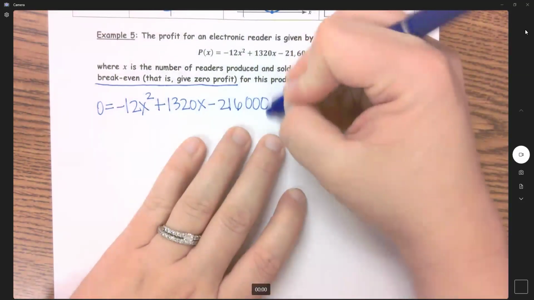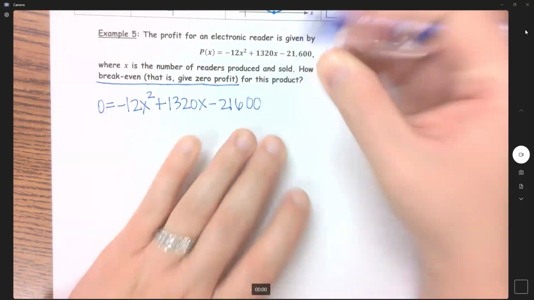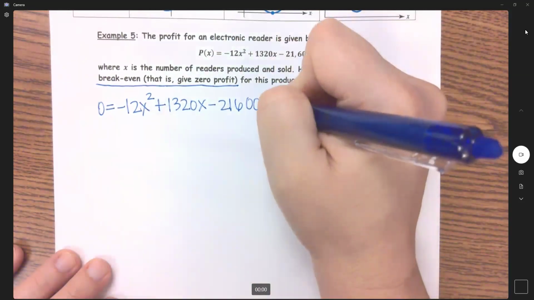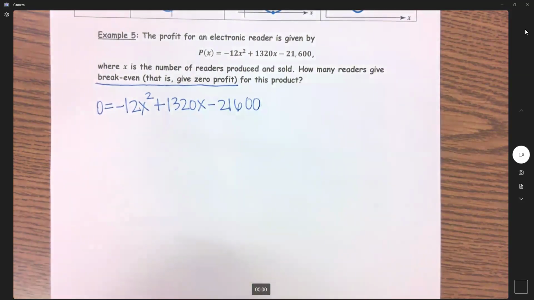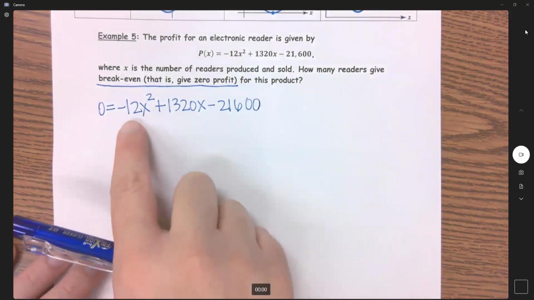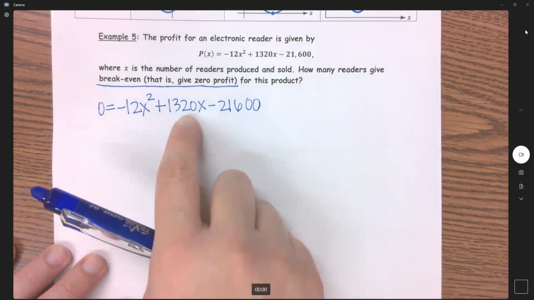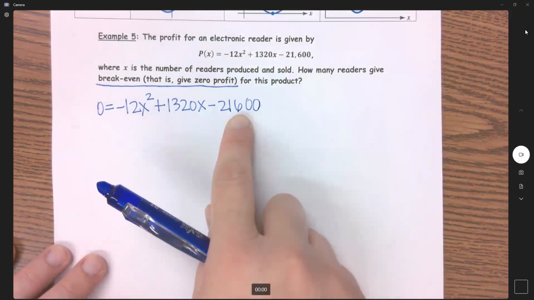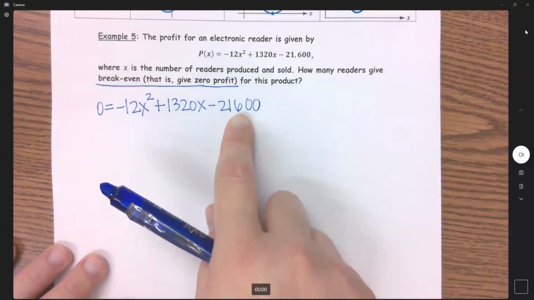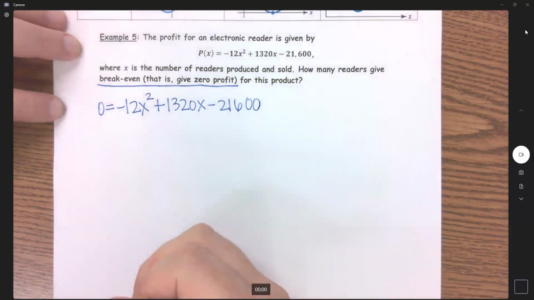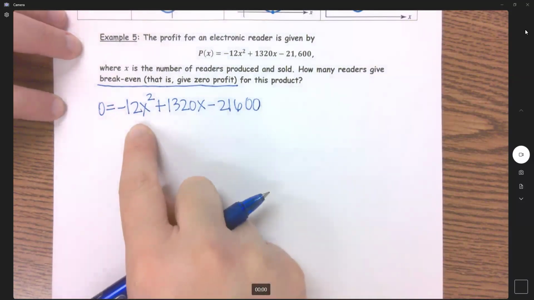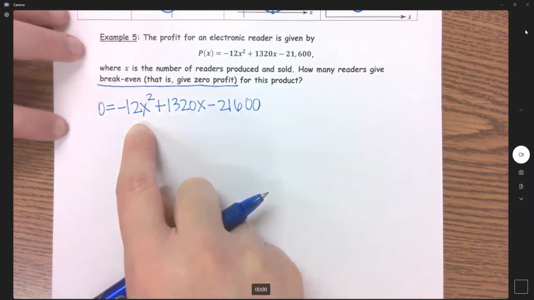I got one too many zeros on here, don't I? Okay, I was like, that does not look right. Okay, so it already equals 0, so it's in standard form. We can just jump straight into our quadratic formula. So we could say A is -12, B is 1320, and C is -21,600. But these are all divisible by 12. Now, when I am factoring, I really need my x squared to be positive. When I'm using my quadratic formula, it really doesn't matter as much, but I still like it to be positive.